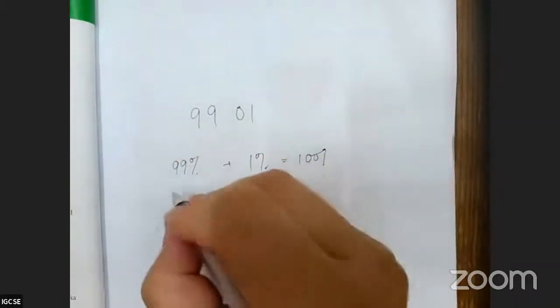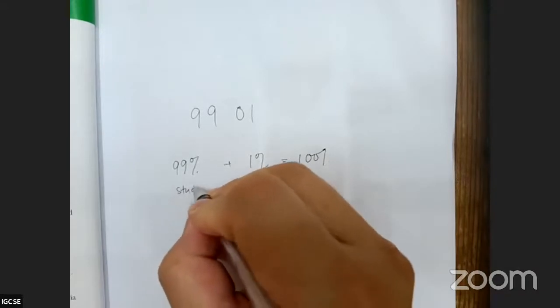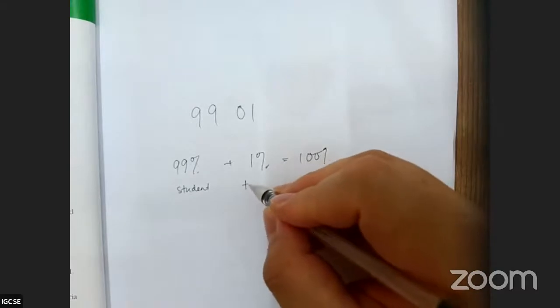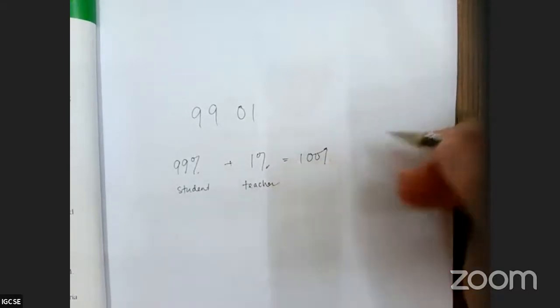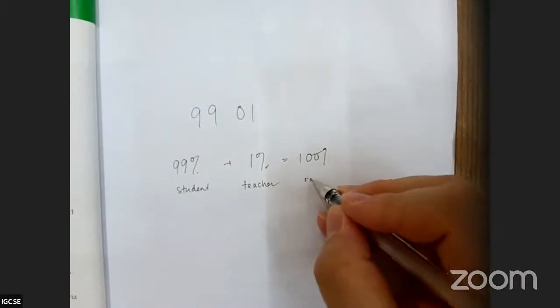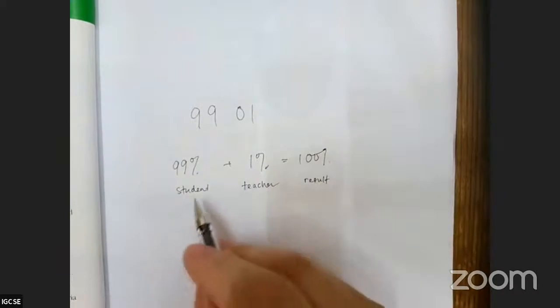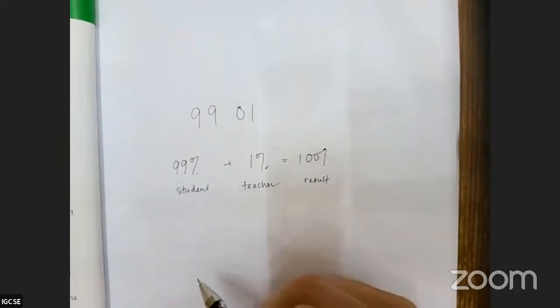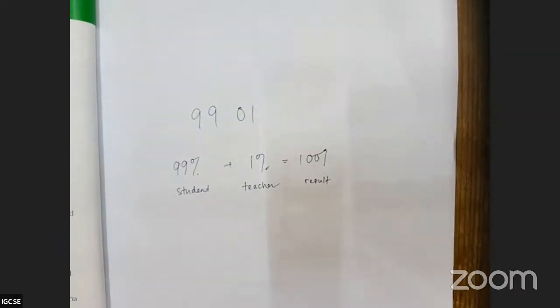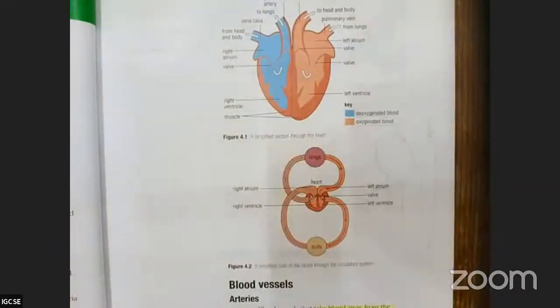Today we are studying year 8, week 4. 99% means the student's effort, whereas 1% is only what the teacher teaches. Add up both, you can get 100% of your result. So if you get 99% without a teacher, you still can pass, but if you only get the 1% from the teacher, you only get 1%.